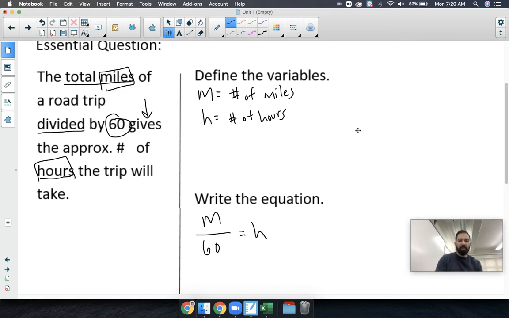Pretty simple. Important thing is to define the variables. Hey, if you just pick some random variables and you don't know what they stand for, I don't know what they stand for, it just becomes a little bit more confusing, not just for me, but for you as well when you look back on that and try to solve it if you're given values to input into the equation. So defining your variables is very important. You can use any variables you want. I picked M for miles and H for hours. You could have picked X and Y. You could have picked any variable you wanted as long as you define what those variables mean.